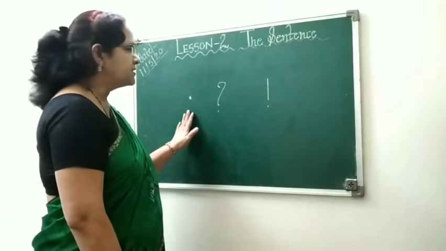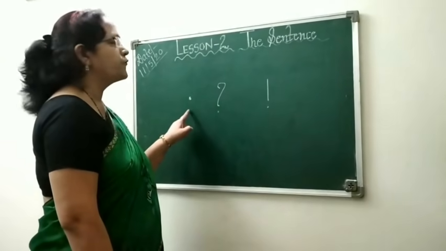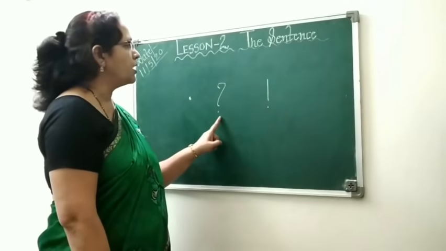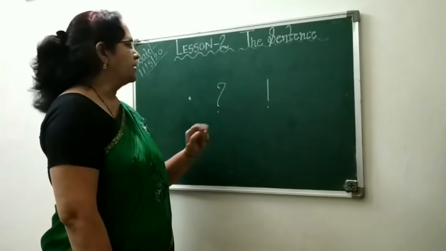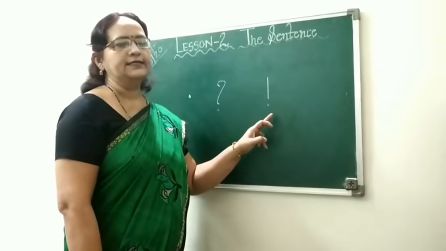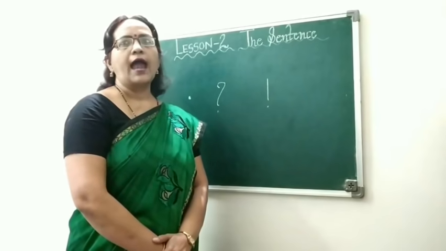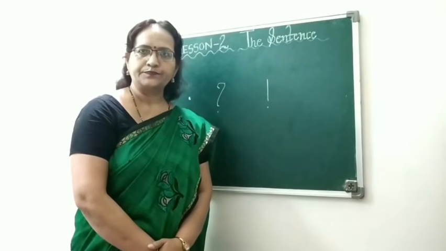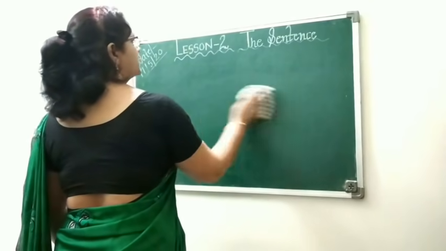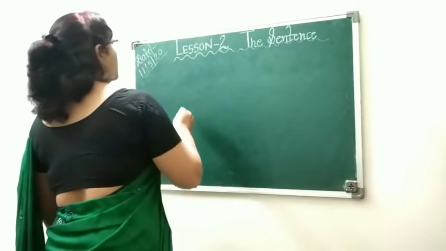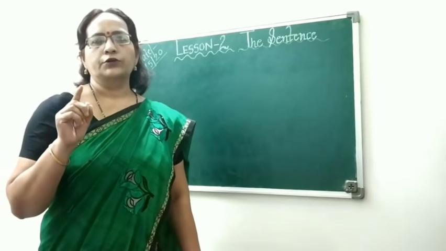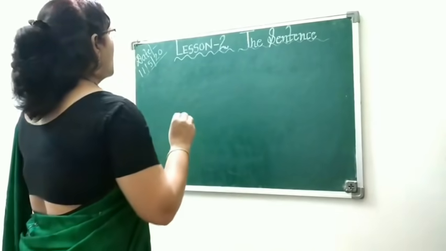If it is assertive or imperative, put a full stop at the end of the sentence. If it is a question, put the question mark at the end of the sentence. And if it is an exclamatory sentence, put the exclamation mark at the end of the sentence. Now, I am going to show you an example. I am going to write groups of words on the board. Look at the board.